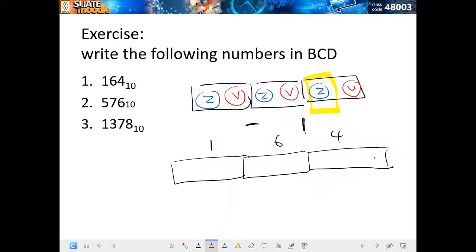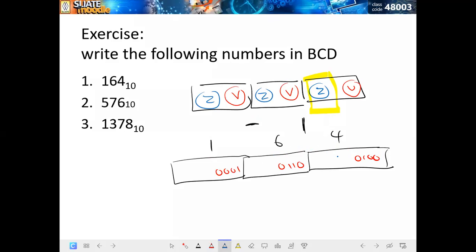Values are represented at the right side, 4 bits of the right side in each block. The BCD value for the 4 is 0, 1, 0, 0. Then for the 6, 0, 1, 1, 0. For 1, 0, 0, 0, 1. Right. Okay, then I am going to put the zone.